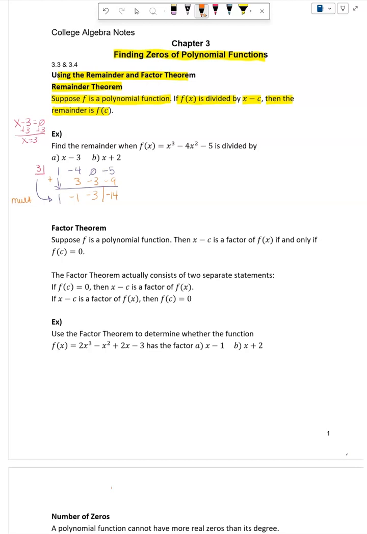So our remainder, which is what it asks for, is going to be negative 14 over x minus 3. You always put the remainder over what you divided it by.